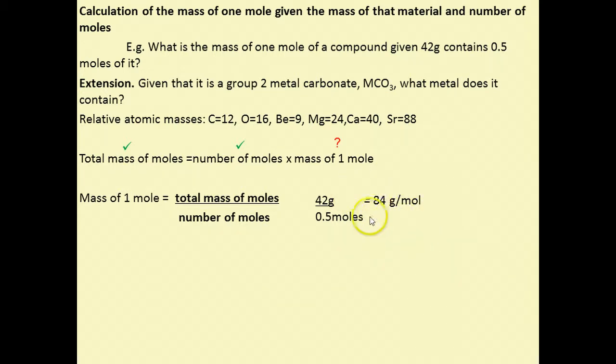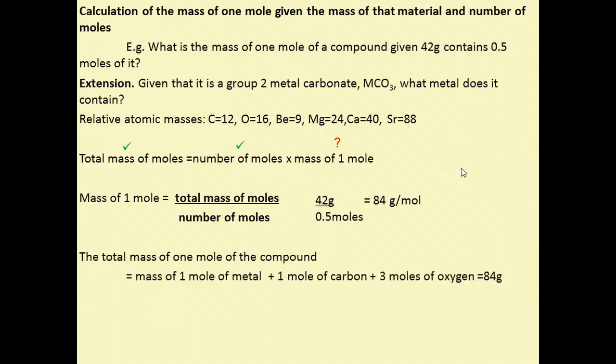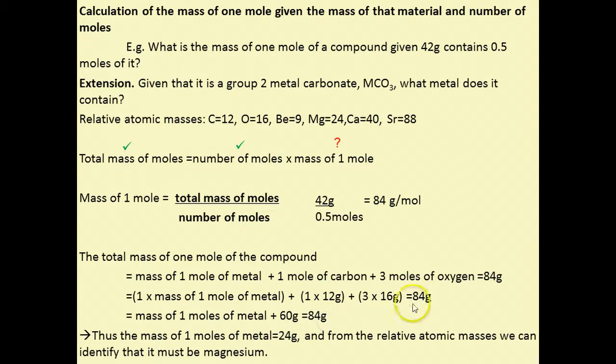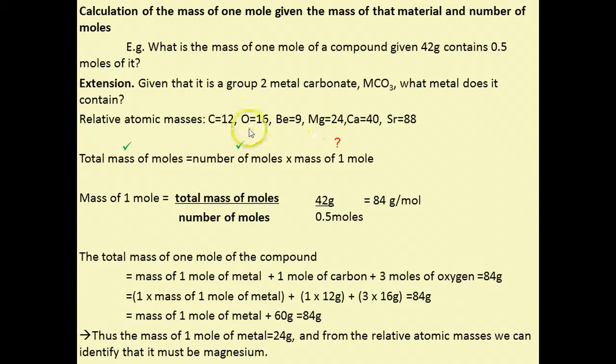This 84 grams is going to consist of whatever the metal is, 1 mole of those atoms plus 1 mole of carbon atoms plus 3 moles of oxygen atoms. So with a little bit of calculation, we can find the mass of 1 mole of metal plus 60 grams gives us 84 grams, so the metal must have a mass of 24 grams per mole. And from the relative atomic masses shown here, we can see the element which has a mass of 24 grams per mole of atoms is magnesium.